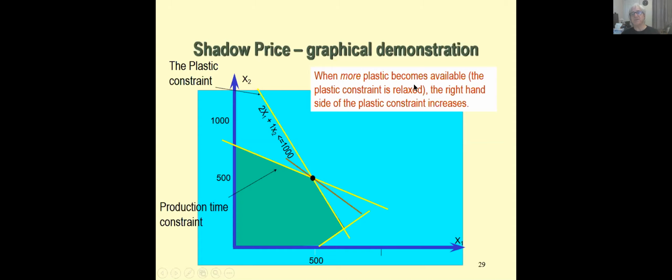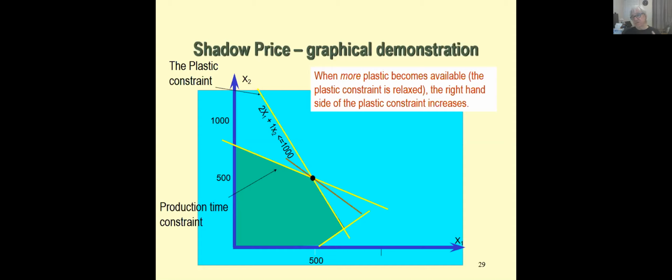More plastic becomes available. Why would more plastic be available? Because the operation manager, say, would come to management, say, look, I counted the plastic, it was 1,000 pounds. Later on, we realized we missed in one corner some more delivery that arrived just this morning. We didn't include it in our inventory. We have 100 pounds of plastic more. Now you have to go and re-solve the problem.